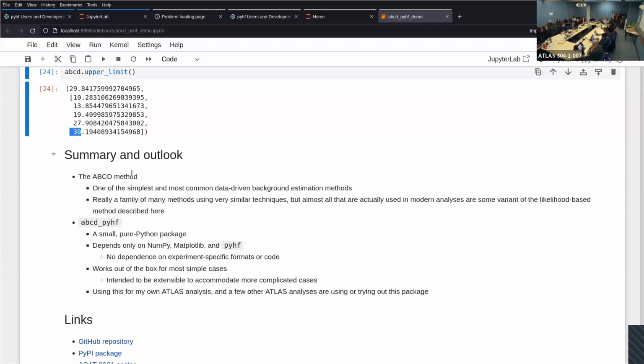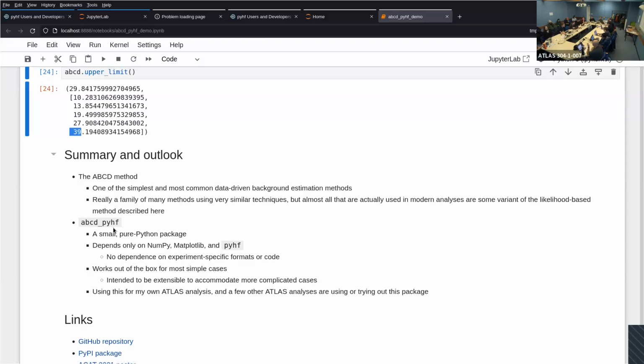So the ABC method is one of the most common methods, certainly within the ATLAS Exotics group, for background estimation. It's really a family of a lot of different techniques. When it gets more complicated, people often call it the matrix method. It's basically the same technique, just with more regions. And pretty much all analyses, unless they have very stark separation between signal and background, are usually using a likelihood-based method.